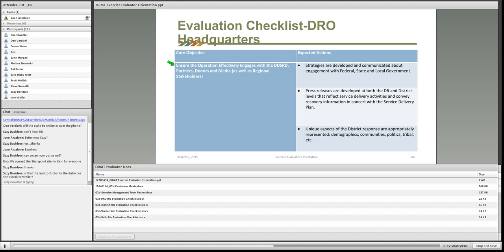Ensure operational efficiency engages with DDSRD, partners, donors, and media. This is the external relations function.